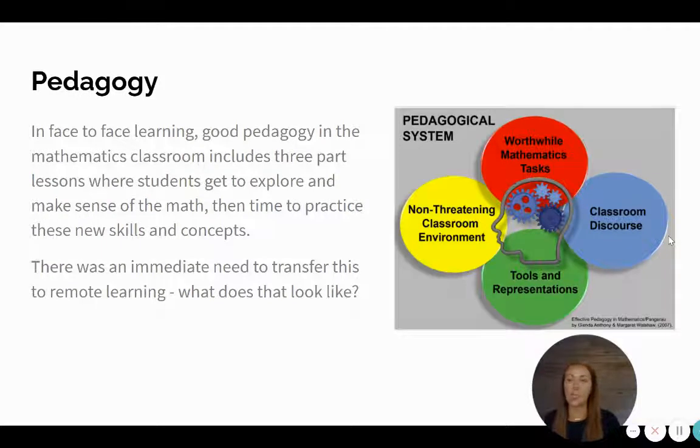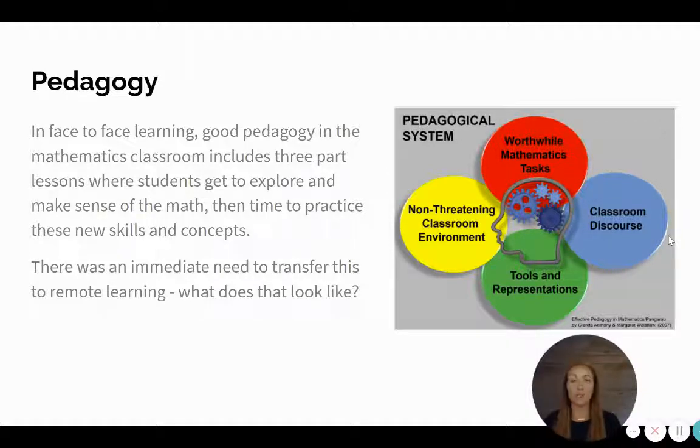When I think about teaching online, the first thing that came to mind was the pedagogical system. I knew that it was important to include the 4 cogs of the PED system in my learning and teaching every day. It was very important to first establish a non-threatening classroom environment for my students, and then also make sure that I had worthwhile mathematics tasks, classroom discourse where my students could really talk about their math, and then also that I had tools and representations and ways that students could show their thinking.